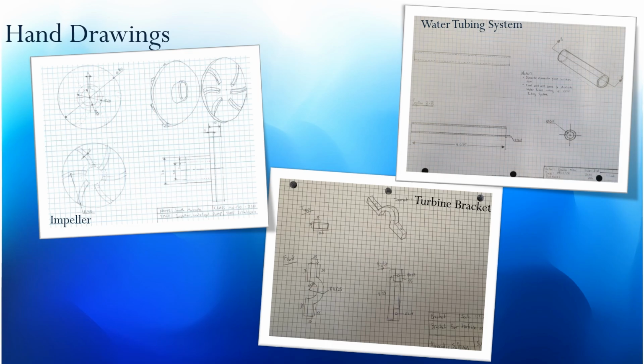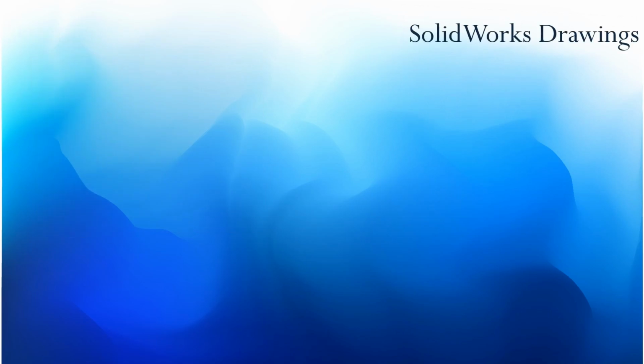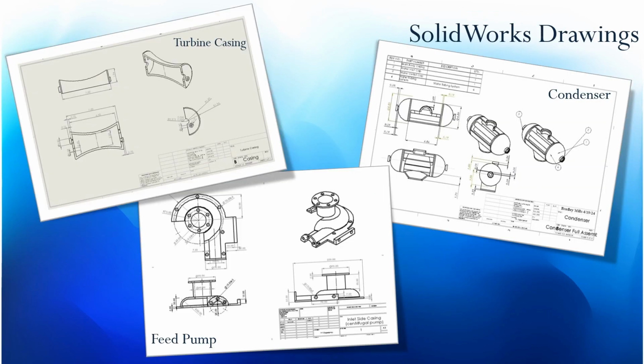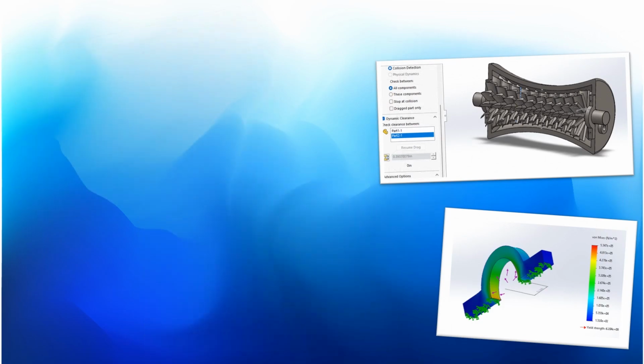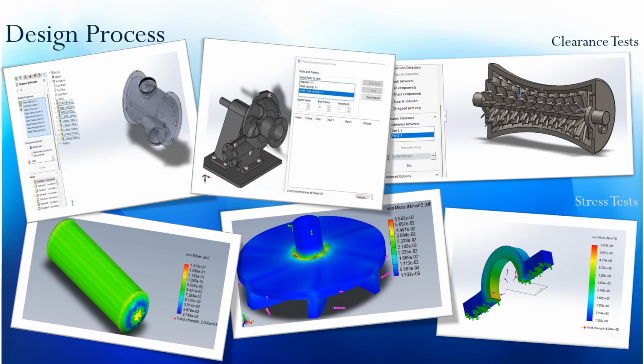This slide presents our initial hand-drawn sketches of the main components in our Rankine cycle model, including the turbine, condenser, and feed pump. Here we have SolidWorks drawings of some of our components. This slide showcases the testing phase of our project, where we conducted clearance tests to check for proper fit and spacing, and stress tests to assess the strength.